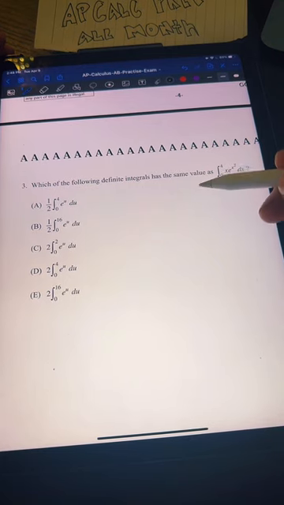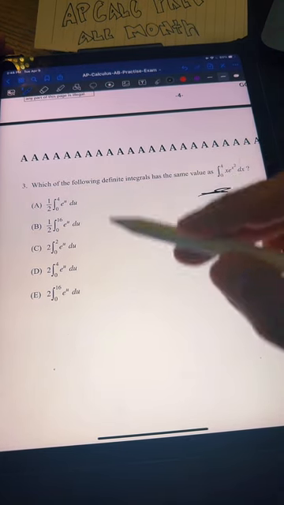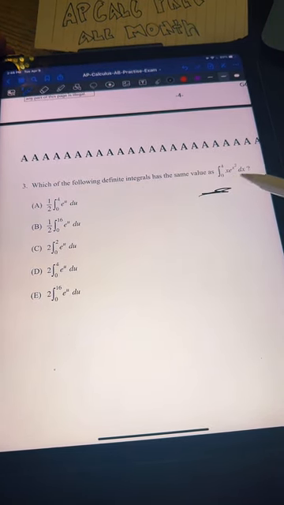We have an integral here, and they want us to find which integral is equivalent to this one.